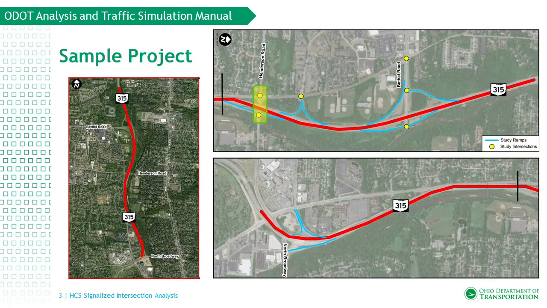As used in several other training modules, the sample project of State Route 315 from North Broadway to north of Bethel Road will be used for this demonstration. Because this module involves signalized intersections, the area of focus will be the intersections of Henderson Road with Olentangy River Road and with State Route 315 northbound ramps.